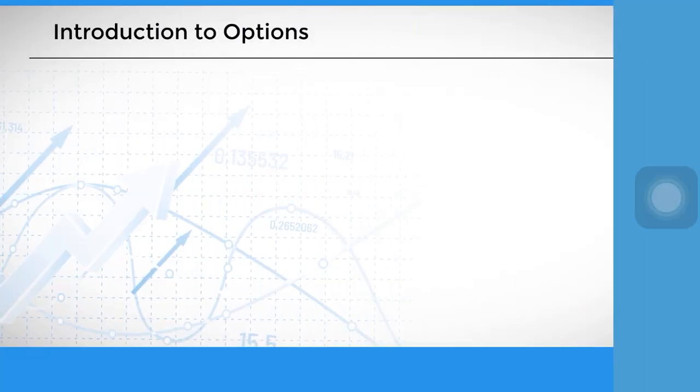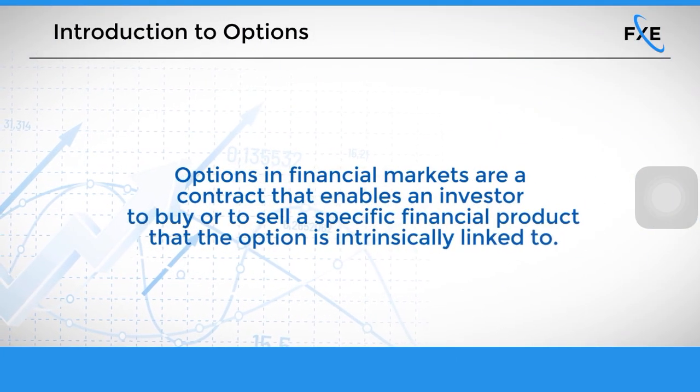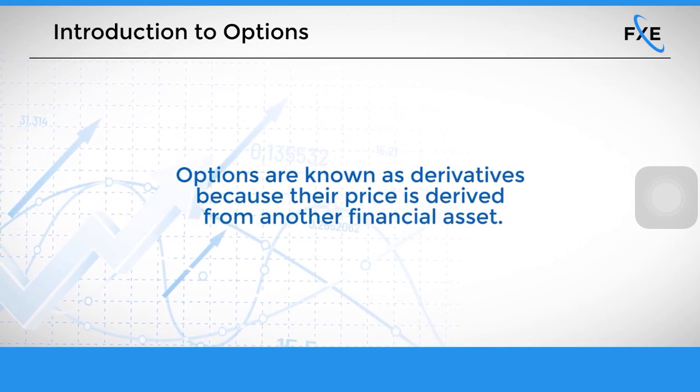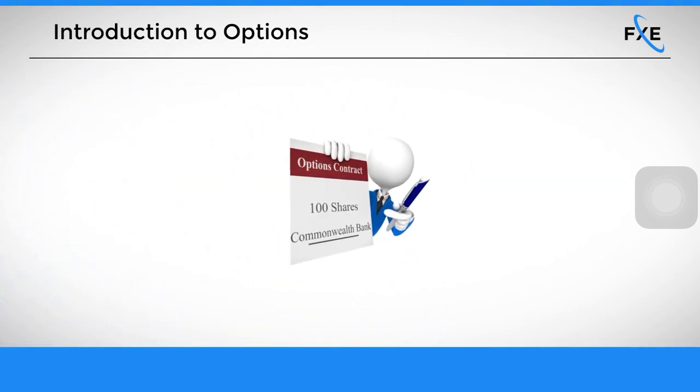Now let's look at options in the financial markets. Options in financial markets are a contract that enables an investor to buy or sell a specific financial product that the option is intrinsically linked to. Options are known as derivatives because their price is derived from another financial asset. As an example, if you have an option contract on CBA, the price of that option will fluctuate in line with the rise and the fall of the CBA share price.